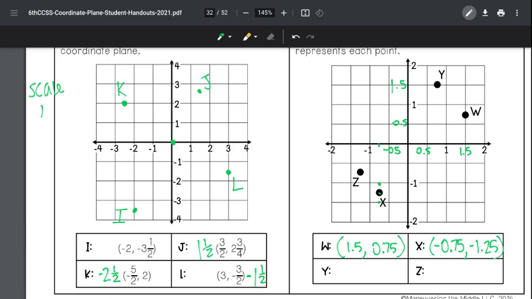Y. 0.75, because it's in between 1/2 and 1. And we're going to go up 1.5. And then Z, we're going to go left, negative 1.25. And then we're going to go down negative 0.75. And that's it.